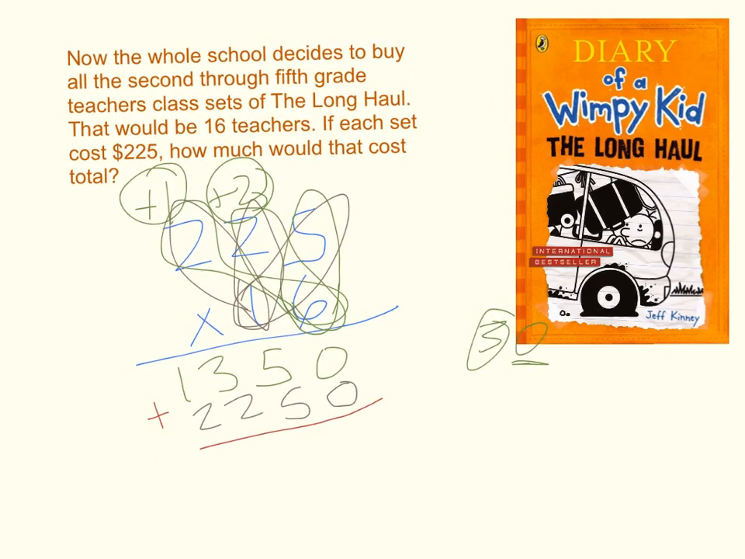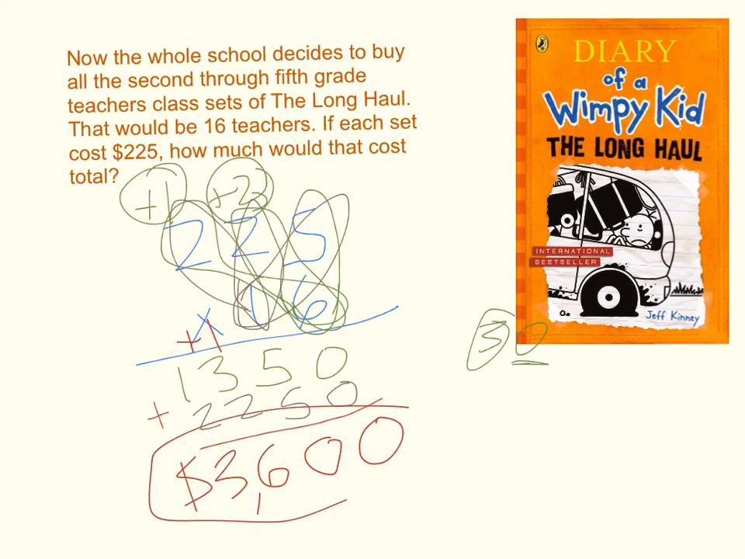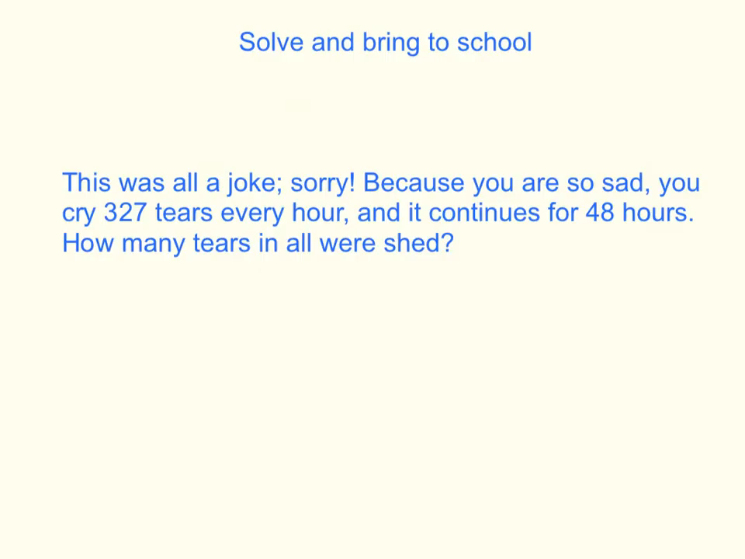There we go. 0 plus 0 is 0. 5 plus 5 is 10. 0 down. Carry up the 1. 1 plus 3 is 4. Plus 2 is 6. And 1 plus 2 is 3. So if every teacher got their class set of The Long Haul, don't forget my label there, that would cost $3,600. And now let's move on to the problem that you solve.